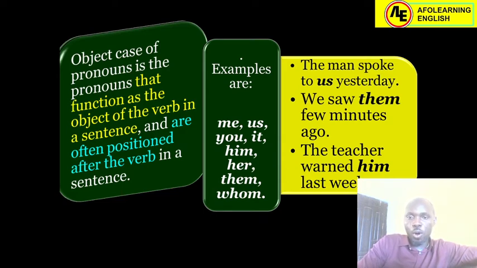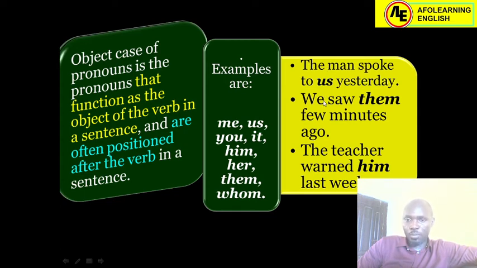The man spoke to us yesterday. Now, us comes immediately after the verb form in this sentence. So it receives the action performed by the man. The man is the subject, while us, the pronoun, is the object. So this is the object case of pronouns. They function as the object of the verb in sentences.